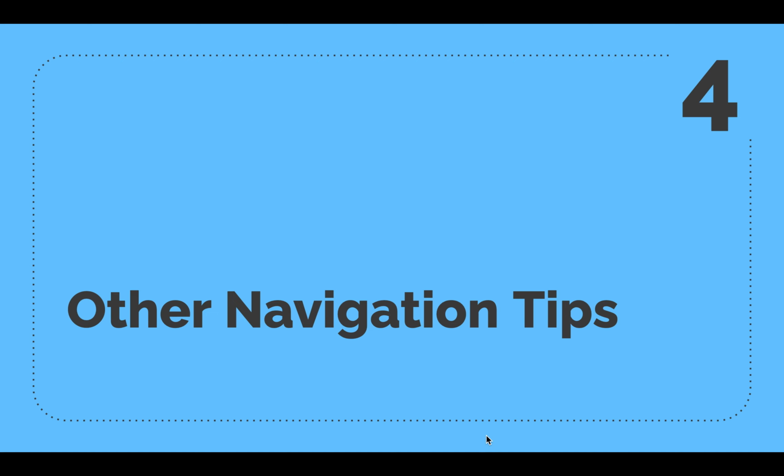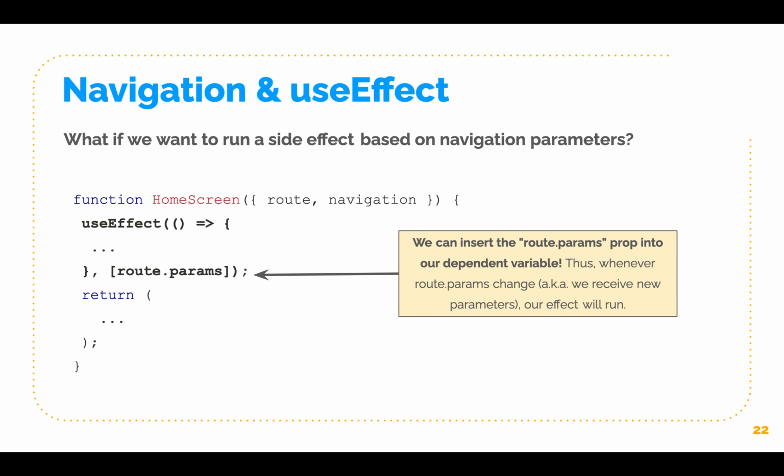Navigation related tips. One thing that we do quite often is we run side effects based on navigation parameters. So what we can do is we can wrap side effects and use the route.params as our dependency for the effect. And inside of this code block, we can run anything that uses route.params, and when the parameters change, the effect will rerun.